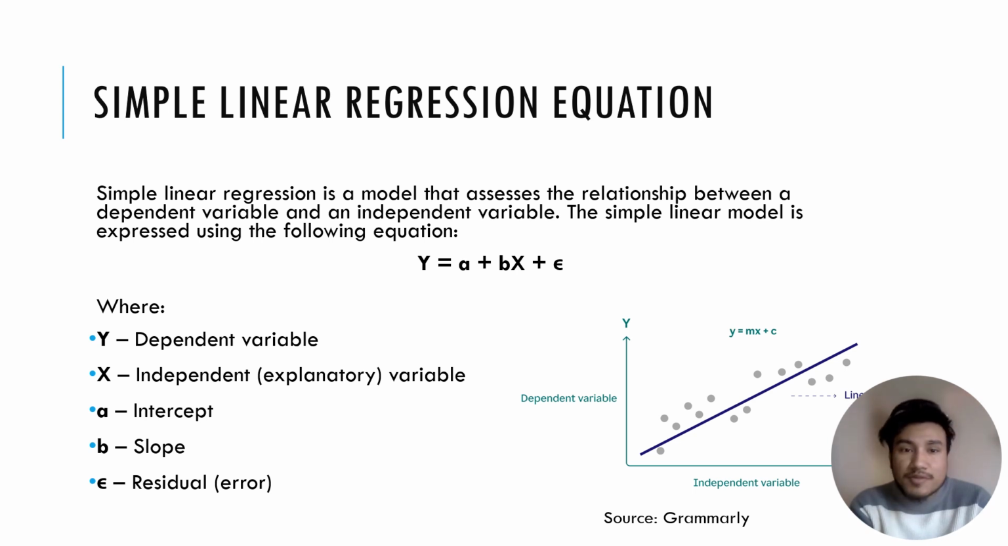Talking about the simple linear regression equation: simple linear regression is a model that assesses the relationship between a dependent variable and an independent variable. The simple linear model is expressed using the following equation: y equals a plus bx plus e. Here, y is the dependent variable, x is the independent explanatory variable, a is the intercept, b is the slope, and e is the residual. We can look at the graph, where y equals mx plus c, and this line is the linear equation, with the dependent variable on the side and the independent variable on the bottom.